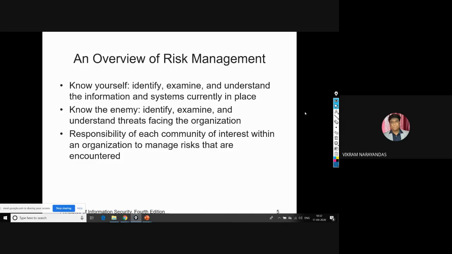Know yourself first of all. You want to identify, examine, and understand the information and systems currently in place. Currently in place is nothing but what is currently in your organization. So you want to identify the risk first of all. Examine it. What is the problem faced in the organization? What type of risk you are facing? What type of threat you are facing for your organization's security control? You want to understand.